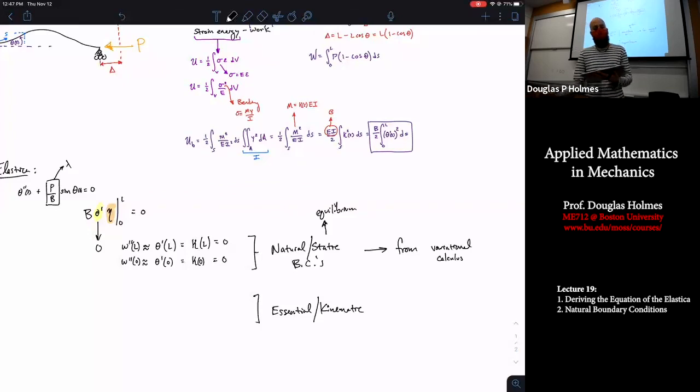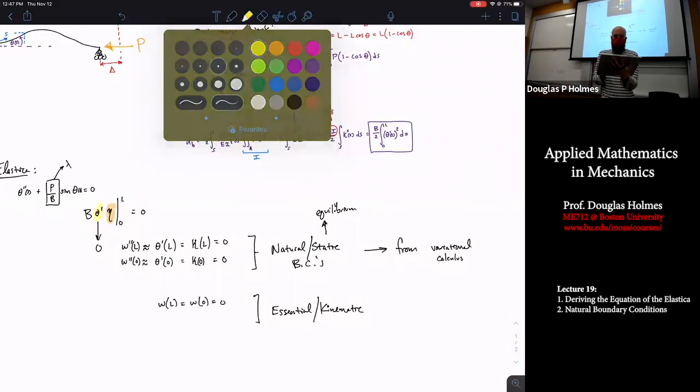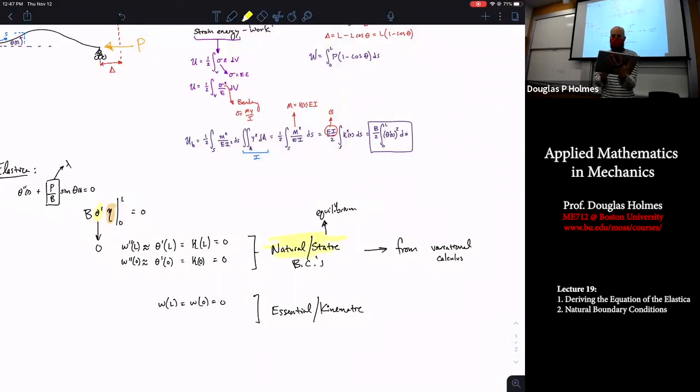Well, for the sake of time, I will just tell you the answer, which is that we don't get something that specifies deflections on the curve. We don't get the fact that we might need to say that the deflection at L and the deflection at zero are equal to 0. So we get these for free just by doing the calculus of variations.